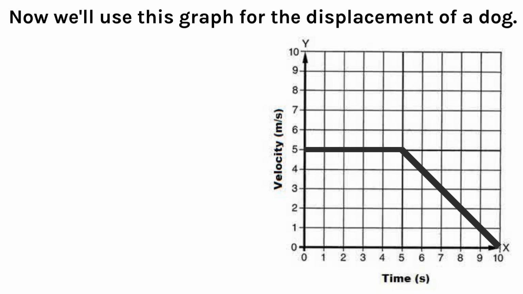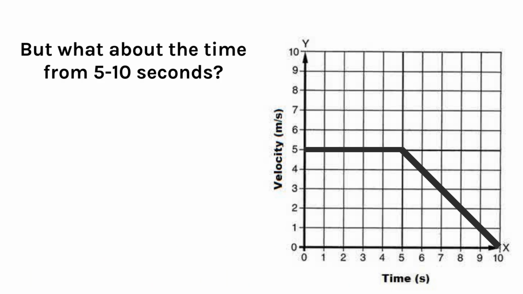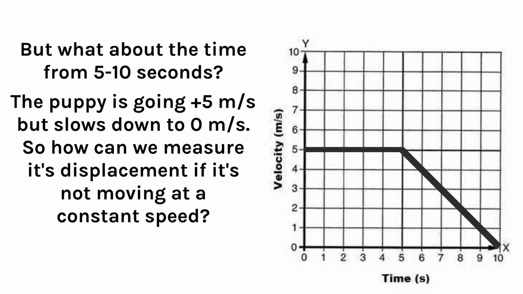Now we'll use this graph for the displacement of a dog. In the first half, the dog travels at 5 meters per second for 5 seconds, giving it a displacement of 25 meters. But what about the time from 5 to 10 seconds? The puppy is going 5 meters per second initially, but slows down to 0 meters per second. So how can we measure its displacement if it's not moving at a constant speed?